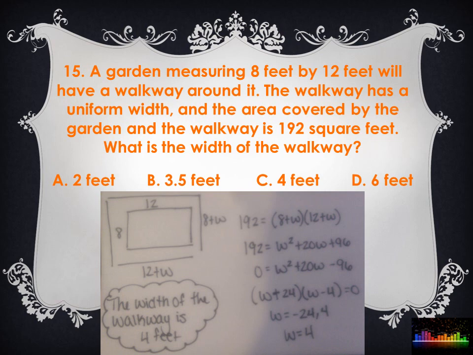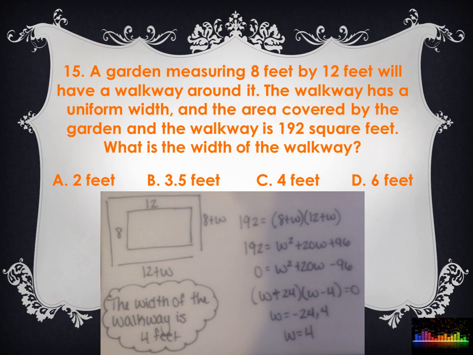So when we multiply 8 plus W times 12 plus W using the box method or FOIL, you get W squared plus 20W plus 96. So what we need to do is we now need to solve by either factoring, quadratic formula, however you want, and we need to subtract 192 on both sides to set our quadratic function equal to 0. So you get W squared plus 20W minus 96.